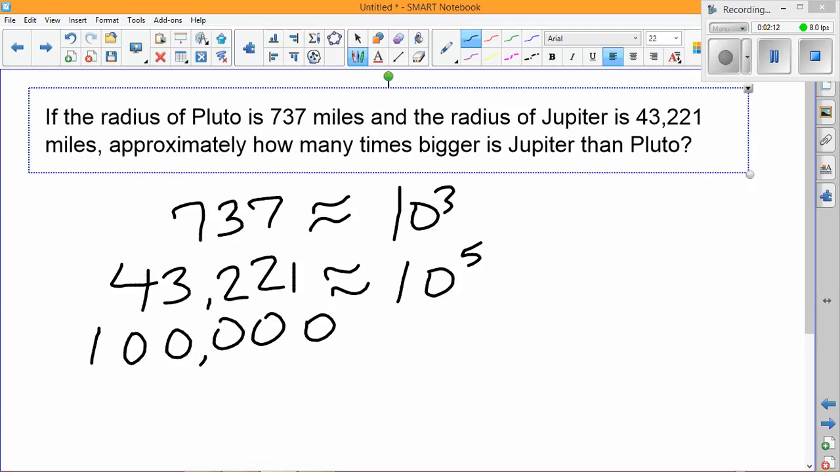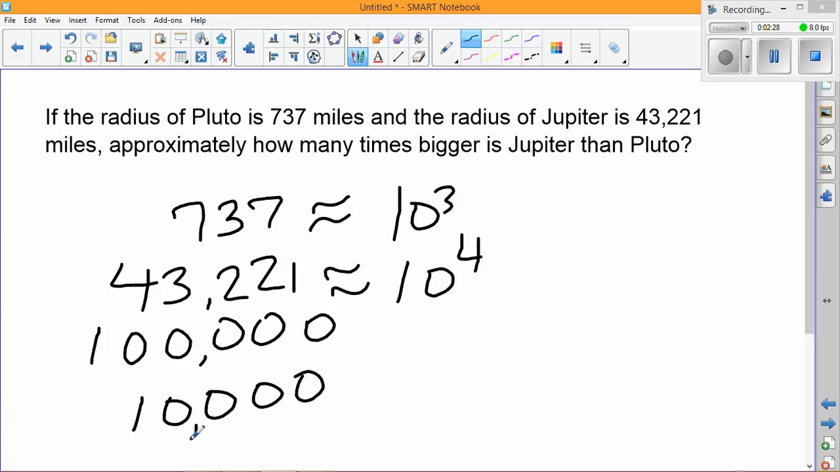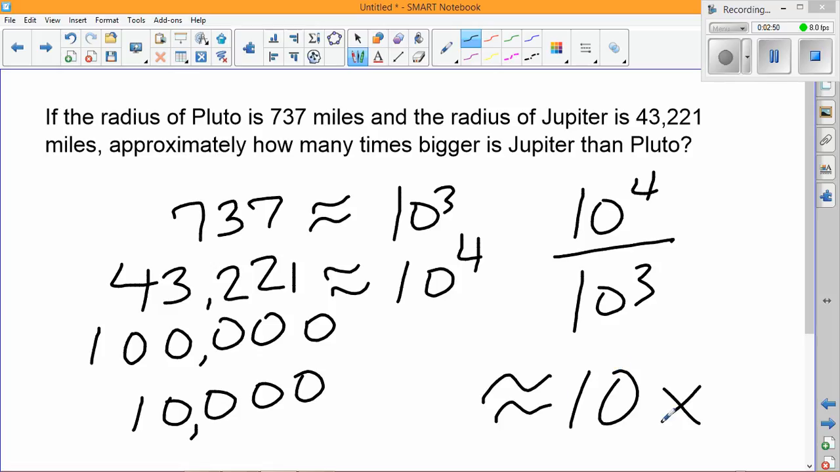And actually, it would be better to round 43,221 to 10 to the fourth power, because then you're only 30,000 or so off as opposed to 60,000 or 50,000. So it's actually a little bit closer. And then we can take 10 to the fourth and divide it by 10 to the third, and we'll get that it's approximately 10 times bigger.